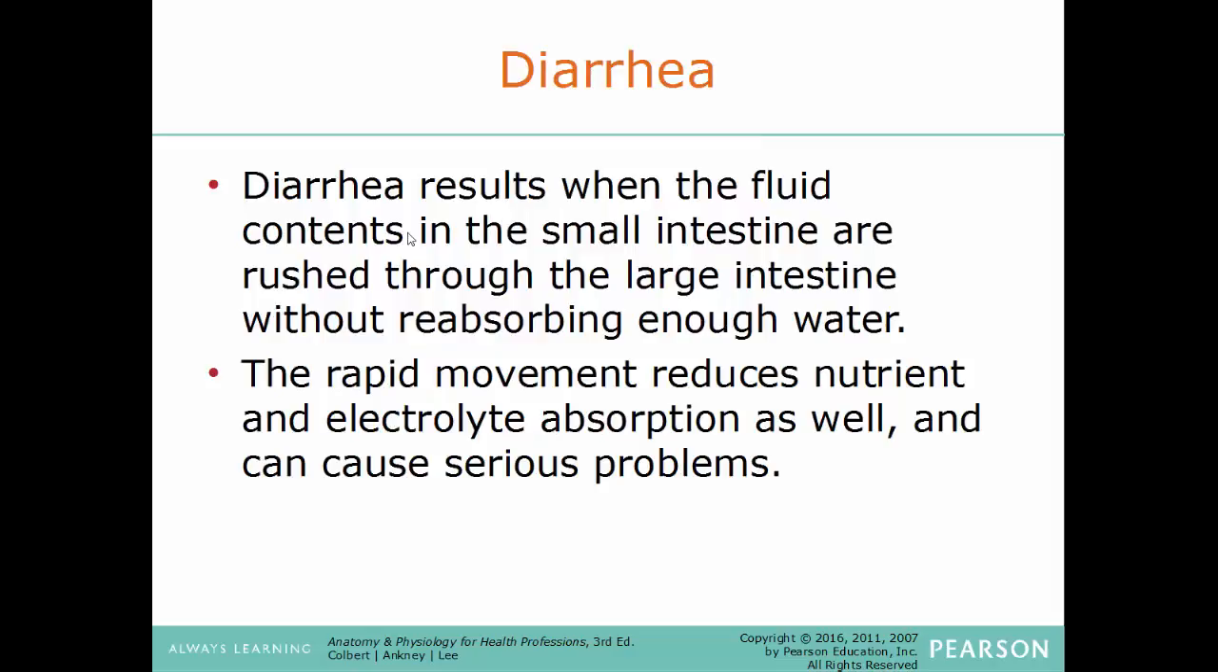All right, diarrhea. This results when the fluid contents in the small intestine are rushed through the large intestine without reabsorbing enough water. So this rapid movement reduces nutrient and electrolyte absorption as well, which can lead to serious problems. So not only are you losing too much water, you aren't absorbing any nutrients either.